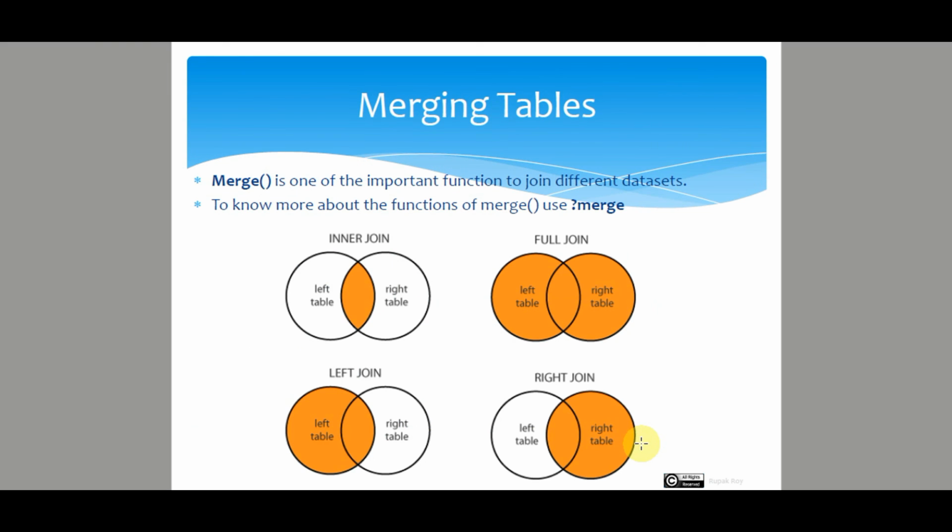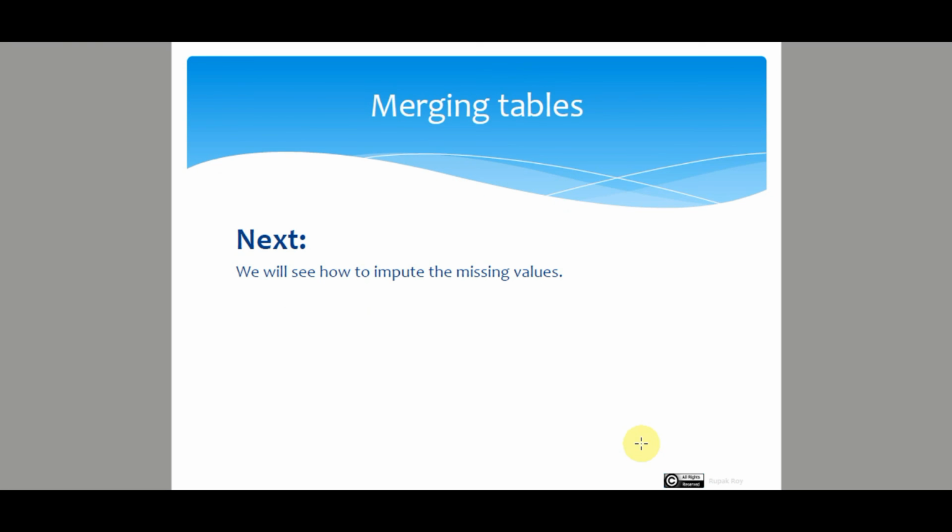So merging tables is one of the very important functions to join different datasets. Next, we will see how to impute the missing values.